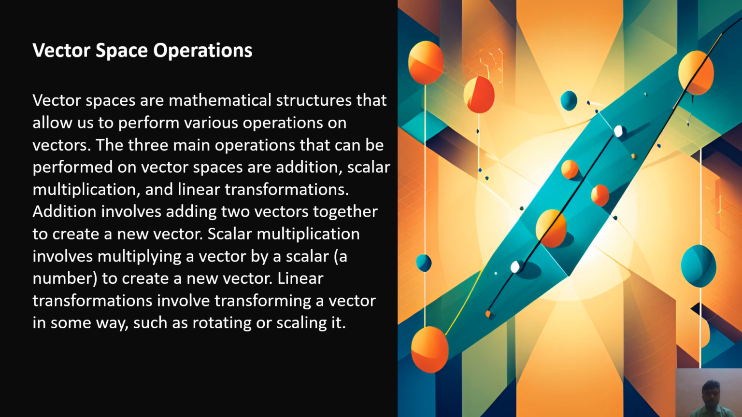Vector space operations. Vector spaces are mathematical structures that allow us to perform various operations on vectors. The three main operations that can be performed on vector spaces are addition, scalar multiplication, and linear transformation. Addition involves adding two vectors together to create a new vector. Scalar multiplication involves multiplying a vector by a scalar to create a new vector. Linear transformation involves transforming a vector in some way, such as rotating or scaling it.